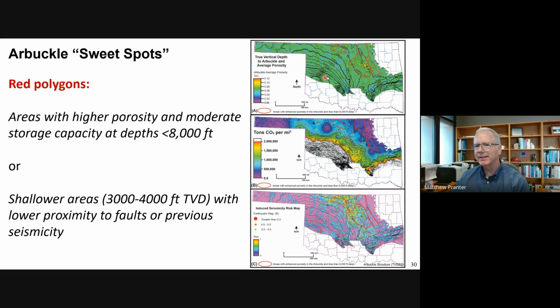However, there has been seismicity in this particular area that you'd have to be concerned about. This swath on the northeast side would be shallower areas, about 3,000 to 4,000 feet TVD, with lower proximity to mapped faults or previous seismicity, previous earthquakes.